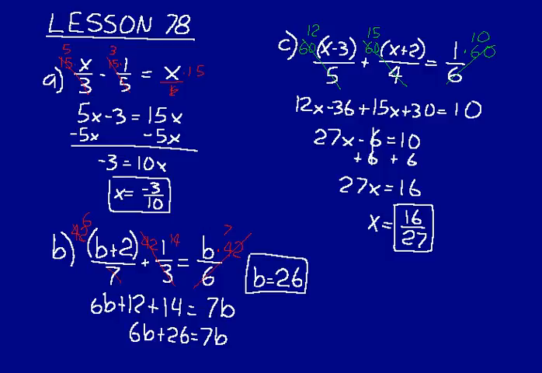So when we multiply a group of fractions by the least common multiple of the denominators, we can get rid of the denominators, and we won't have fractions to work with anymore. That makes solving these problems a whole lot easier. Okay, well that's all for lesson 78.